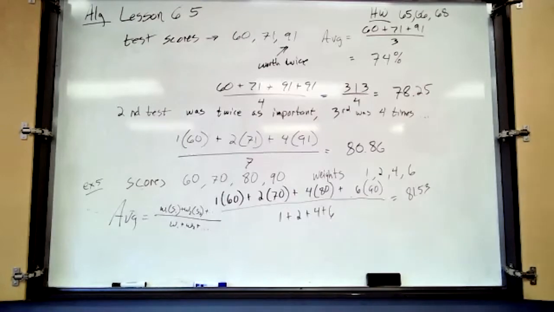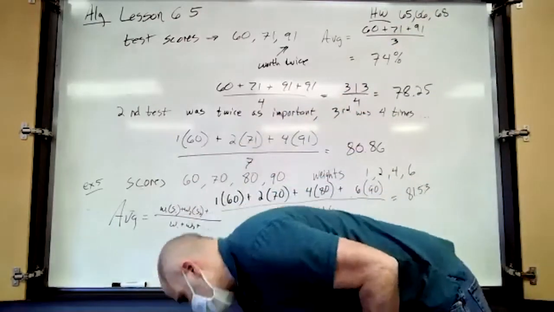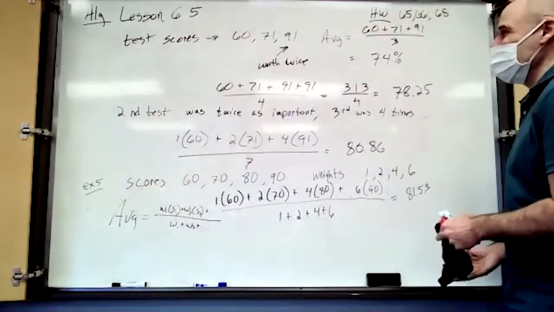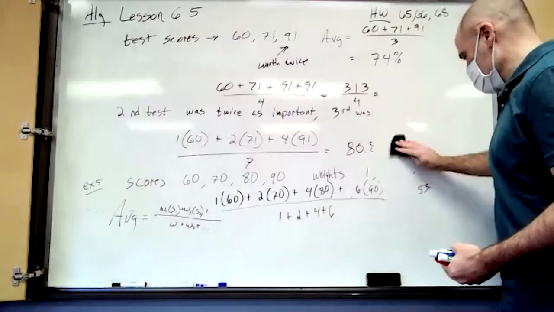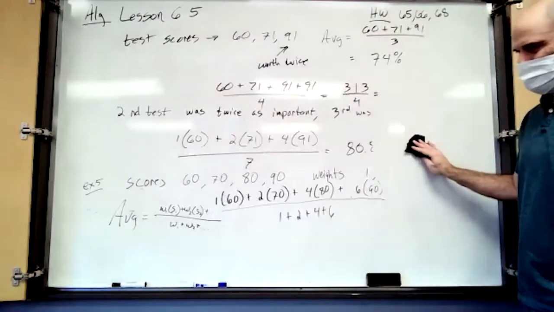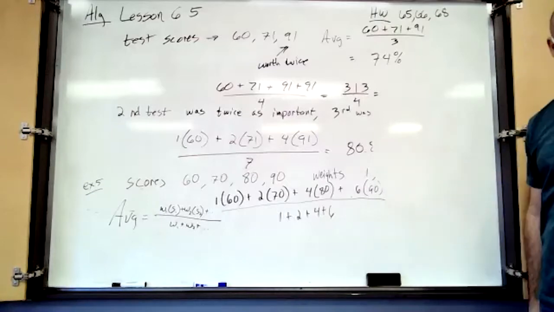All right, so this is 65. This is weighted average and adding radicals. Wait, can we just write it out like that? Like, do we need to write the answer? Calculate it? Yeah, you have to calculate that.